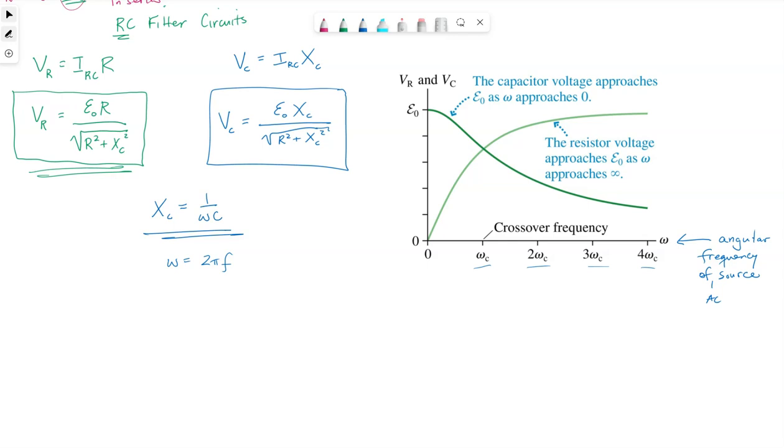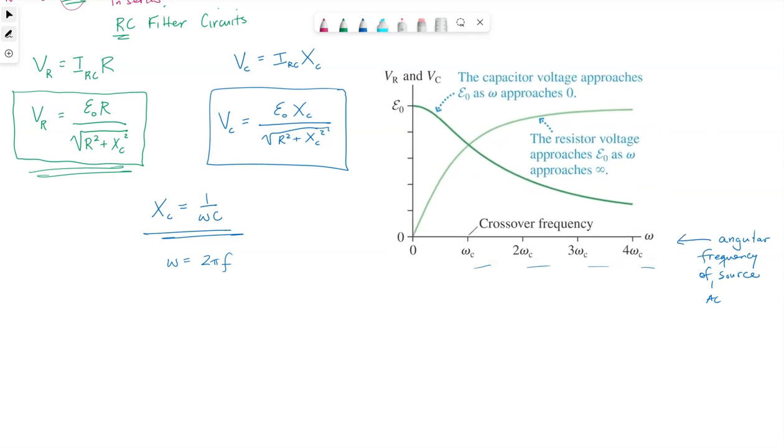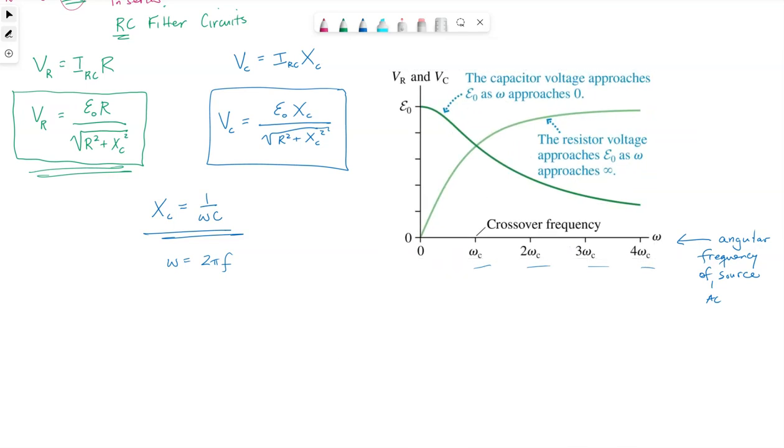So this top graph represents V sub C. V sub C, the peak voltage across the capacitor, gets smaller and smaller as omega gets bigger and bigger. It's not a linear function because we have XC in the numerator and in the denominator when we're talking about V sub C. But as angular frequency goes up, that voltage will go down for the capacitor.